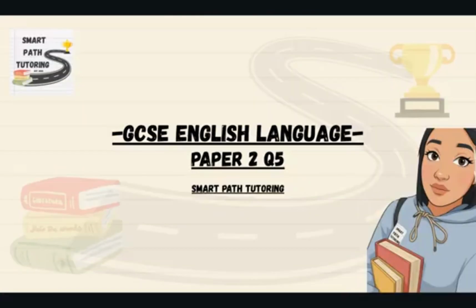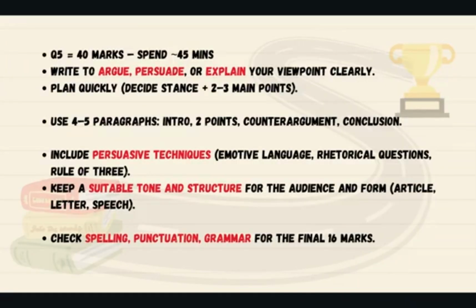In this video, we're going to have a look at GCSE English Language and we're going to look at Paper 2, Question 5. So, Paper 2, Question 5 is worth 40 marks and I'd recommend spending about 45 minutes on this question. Your goal is to argue, persuade or explain your viewpoint clearly. You have to plan this answer quickly, where you decide your stance and look at 2 to 3 main points you're going to write about.